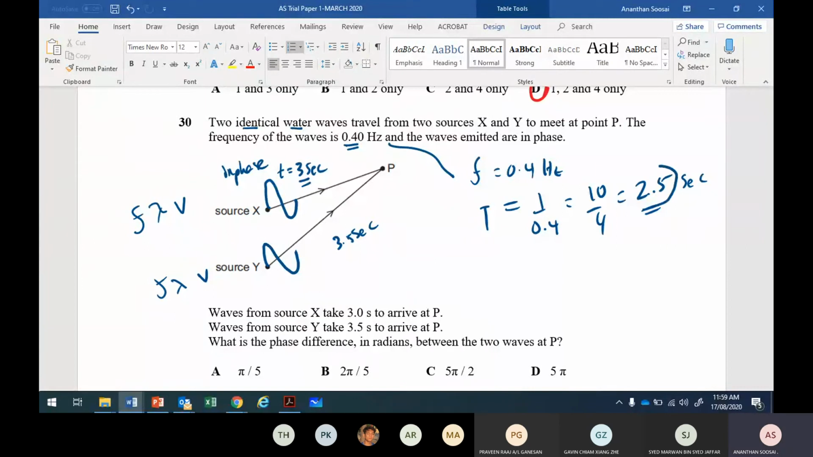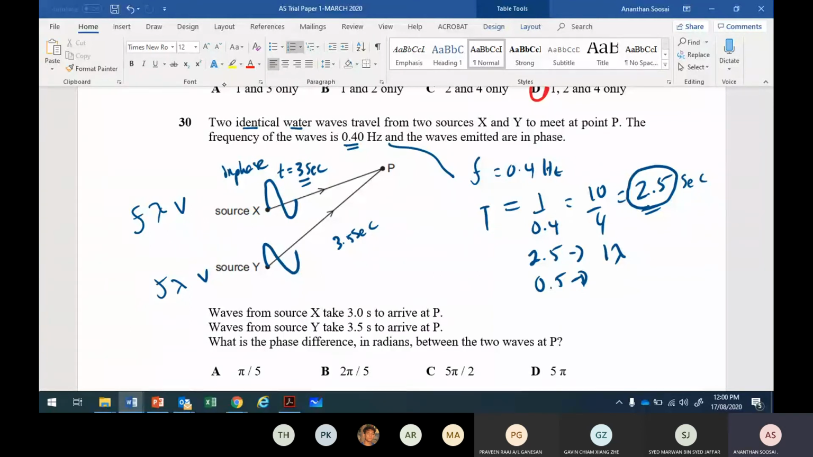Period is 2.5 seconds. 2.5 seconds means it takes one wavelength. And the extra is how much? 0.5 seconds. 2.5 seconds is 1 lambda. 0.5 seconds will be how many lambda?